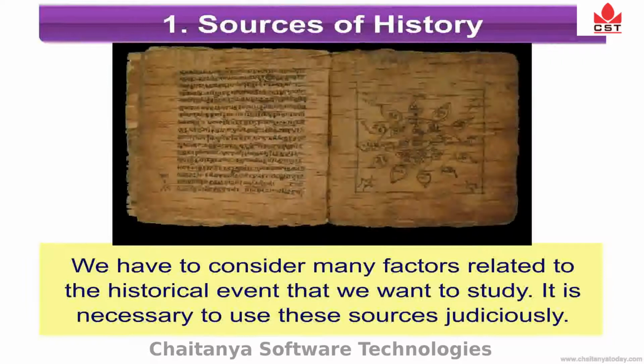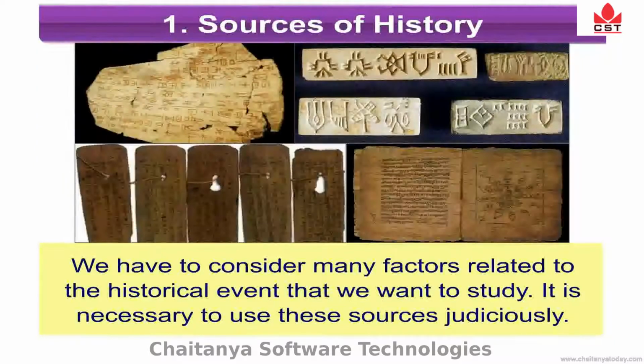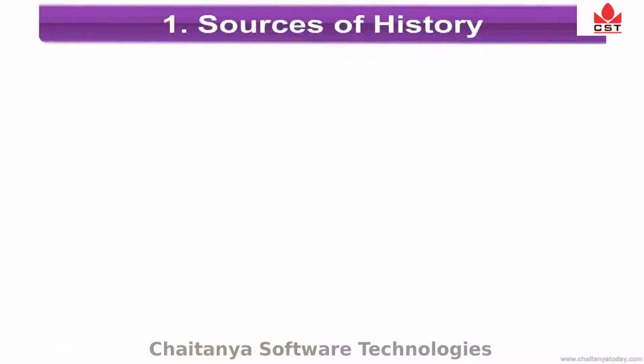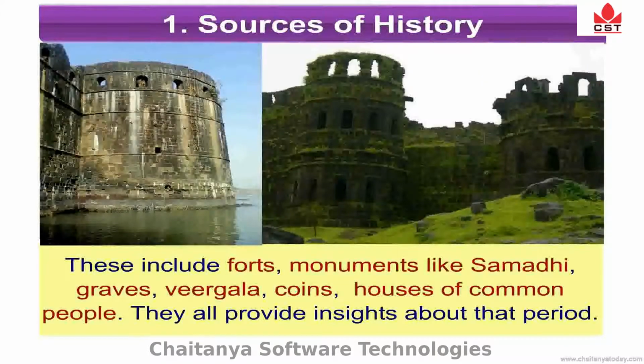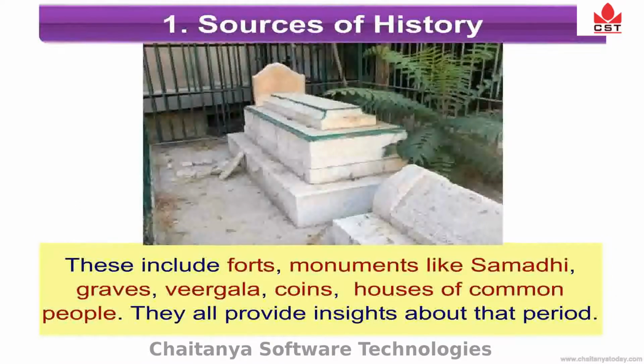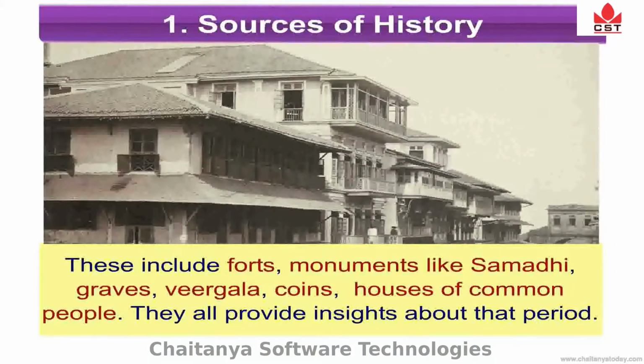We have to consider many factors related to the historical event that we want to study. It is necessary to use these sources judiciously. Material sources. These include forts, monuments like samadhis, graves, virgala, coins, houses of common people. They all provide insights about that period.